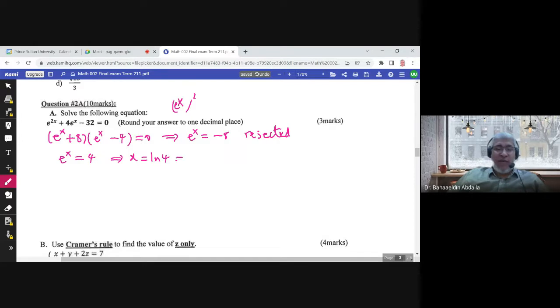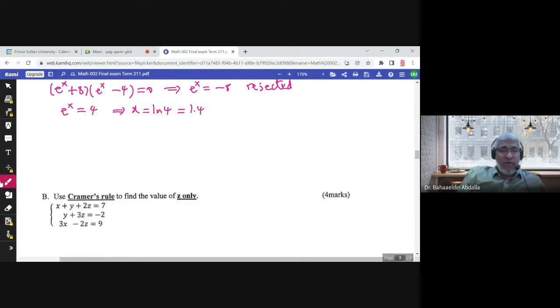If you use the calculator, you will find that the answer is 1.4. So ln 4 is just 1.38. So you round it to one decimal, you write it 1.4.